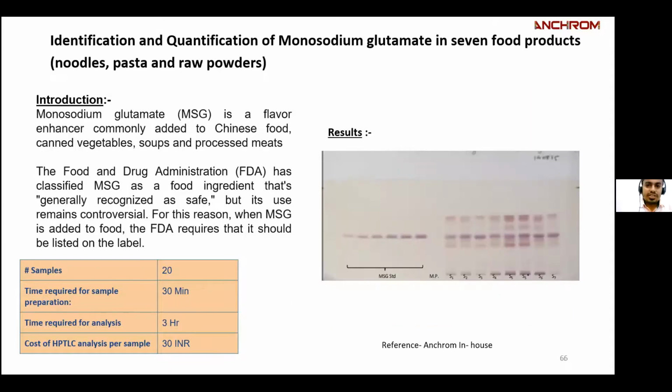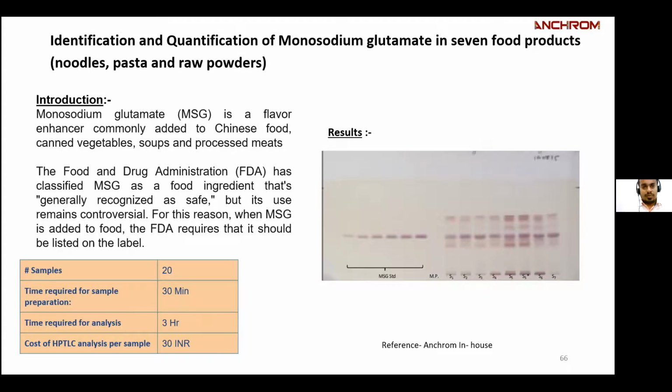Identification and quantification of monosodium glutamate in food products like noodles and pasta. So as per the FSSAI, you can add MSG, monosodium glutamate, also known as Ajinomoto. This is a taste enhancer. This is added in various Chinese products, Manchurian, and various products are using this, but this should be added in a limited quantity. It can be used as a seasoning, but in a limited amount.